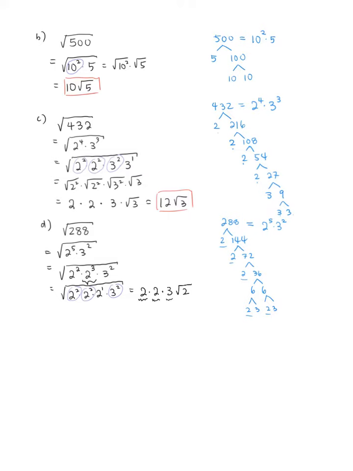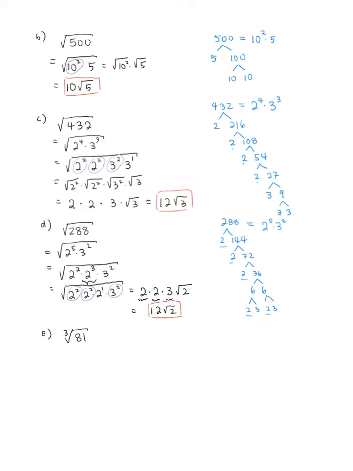And poor 2 is left under the radical sign. So again, 2 times 2 is 4, 4 times 3 is 12. So you're going to have 12 square root of 2. It looks like that's going to be our answer. Okay, now let's move on to cube root.